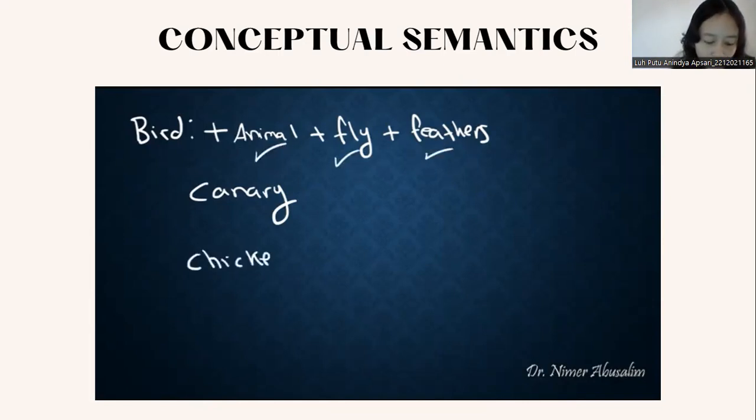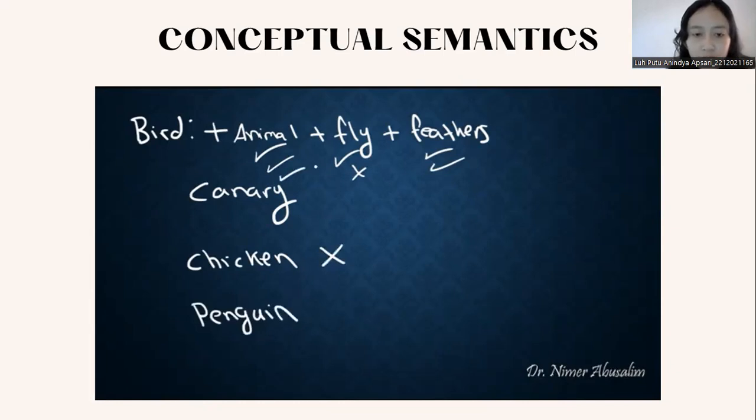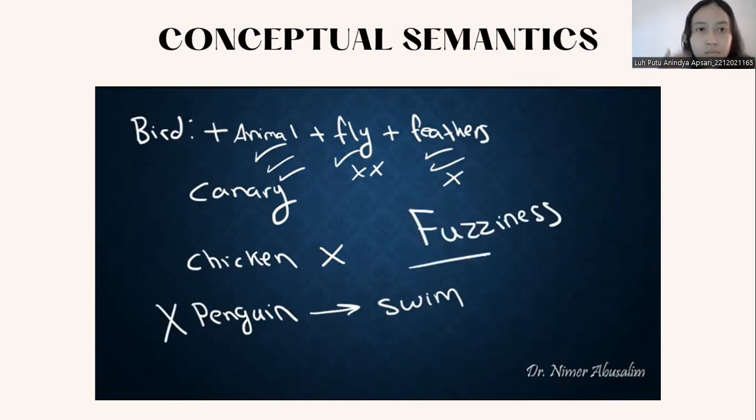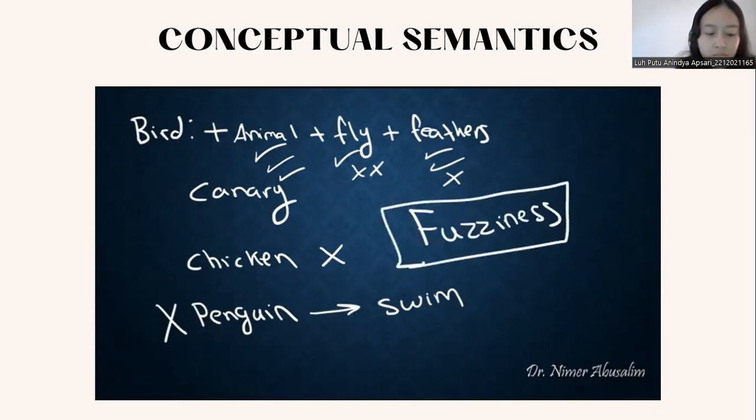But what about a chicken? Well, a chicken's an animal. It has feathers, but it doesn't fly. Under the necessary and sufficient conditions theory or the classical theory, chicken is not a bird. What about penguin? A penguin's an animal, but they do not fly. Actually, penguins swim. They're actually very good swimmers. So, again, under this theory, penguins are not birds. So you can see there that fuzziness or accepting fuzzy members is a real problem for the classical theory.